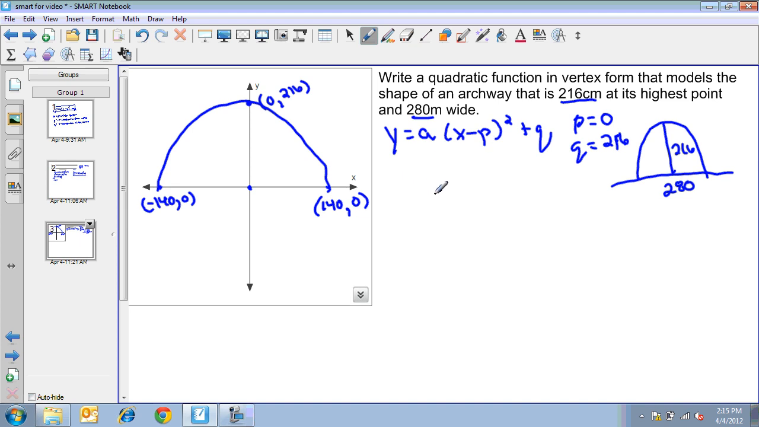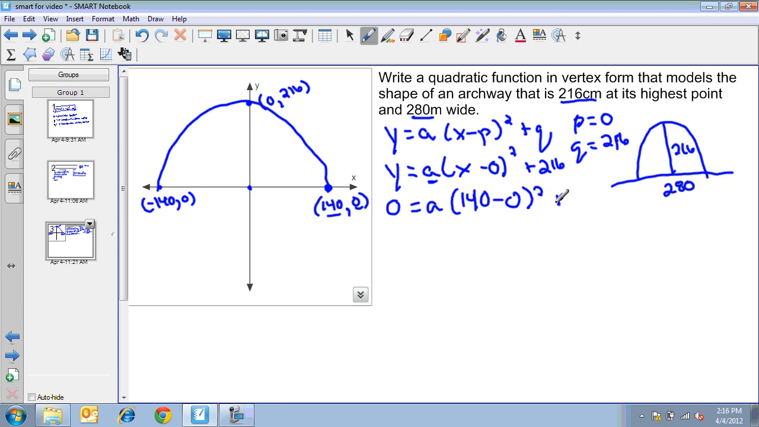If I sub my points into this equation, I get y equals a times x minus 0 squared plus 216. Now, in order to solve for a, I need a value for x and y. So I can choose any other point on the archway. I'm going to select this point right here, which has coordinates of 140 and 0. So I'll sub in a 0 for my y and 140 for the x. Now I can solve for a.